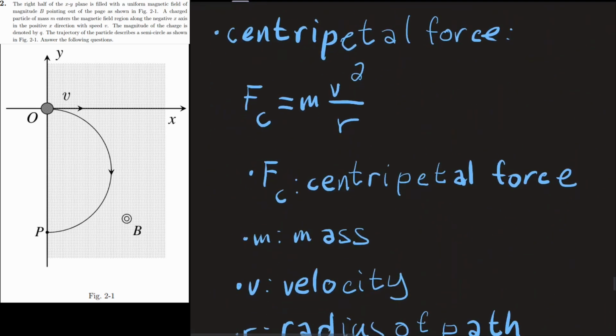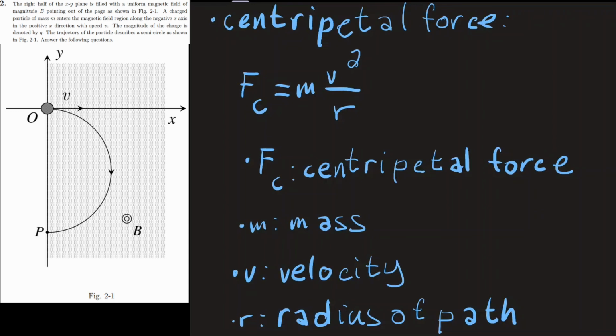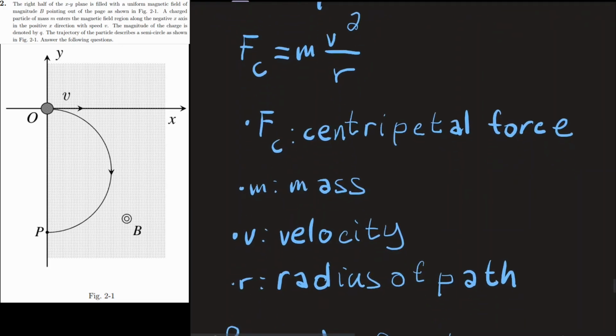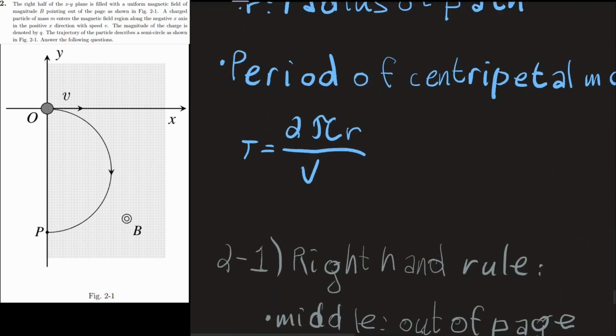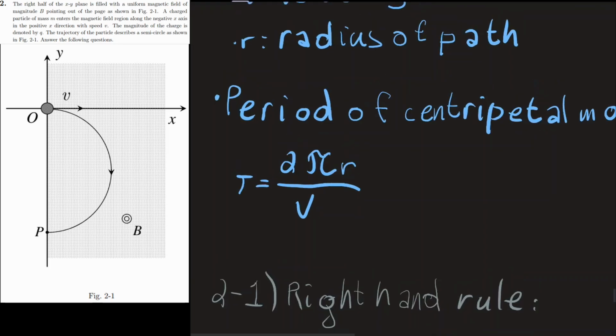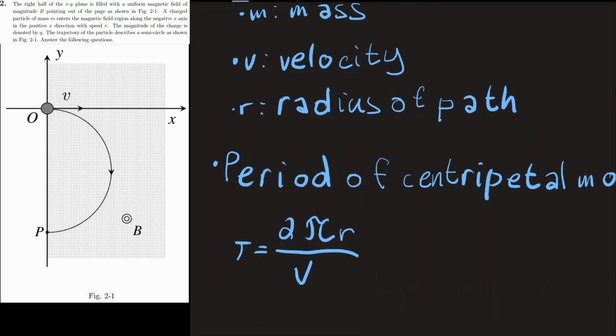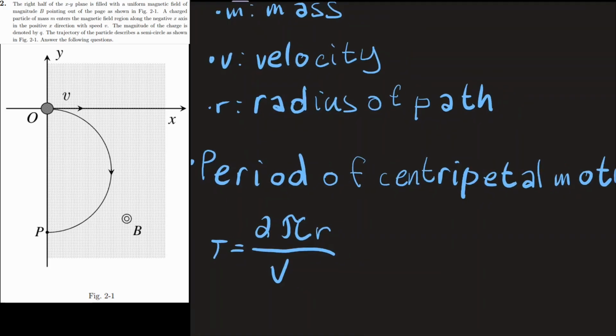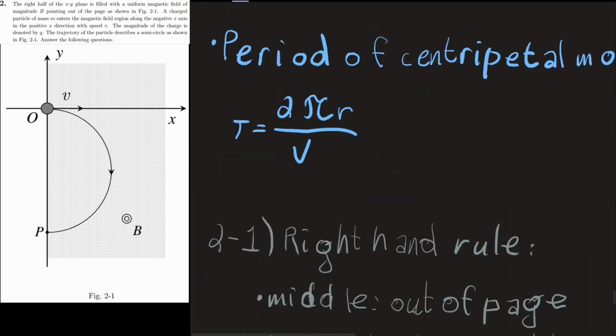Next, you need to know the equation for centripetal force. F sub c equals m times v squared over r. F sub c is the centripetal force, m is the mass of the object, v is the velocity of the object, and r is the radius of the circular path that the object is taking. And then you need to know that the period of centripetal motion is equal to 2 pi r over v, where r is the radius of the circular path of motion, and v is the velocity of the object. So with that, we can start answering the question.